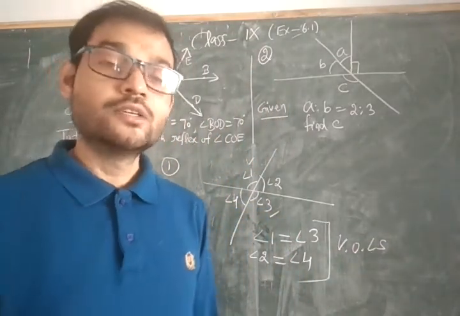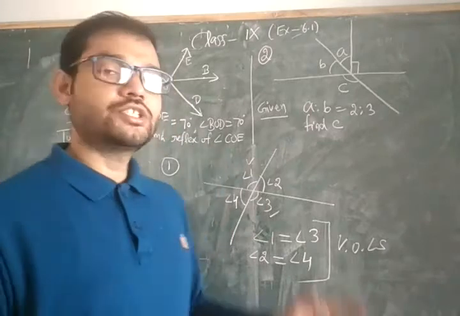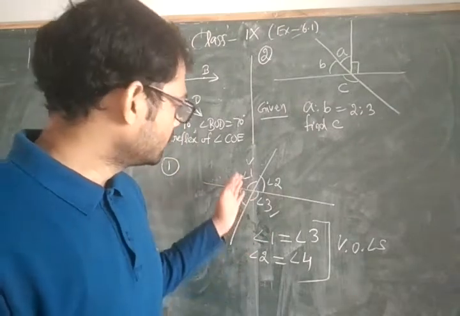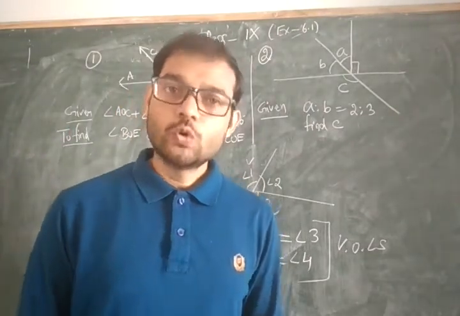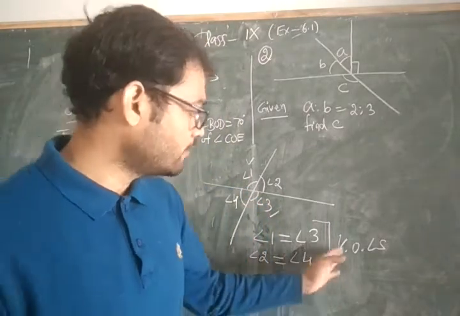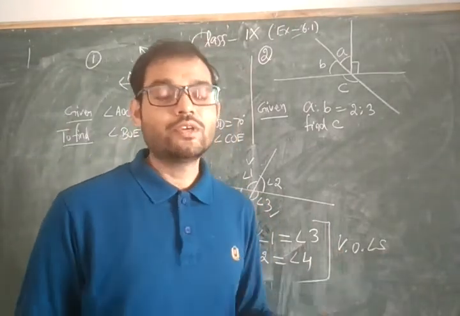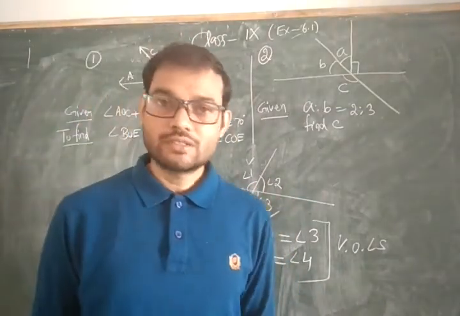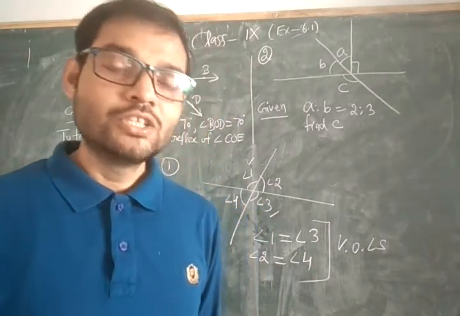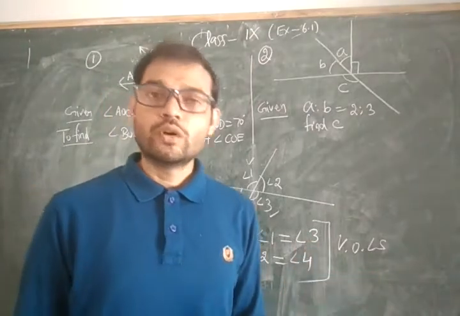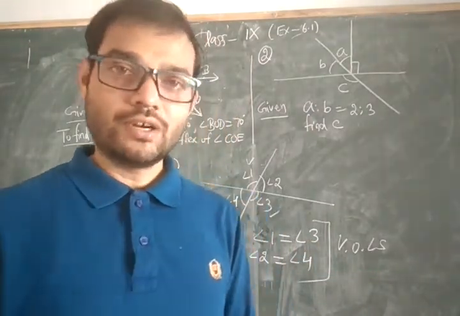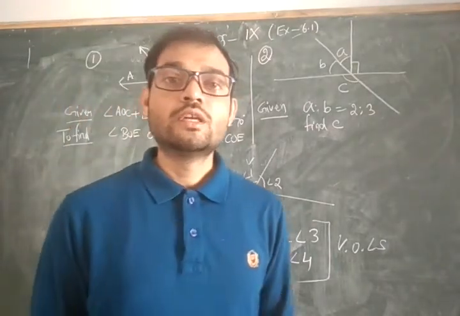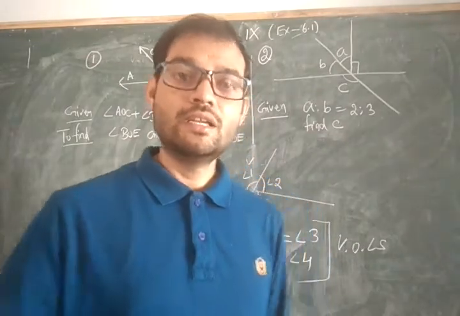These types of angles are opposite to each other, but in the case when the lines cross each other, you can say those angles are equal. We say vertically opposite angles only when the lines cross each other. Got it, students?